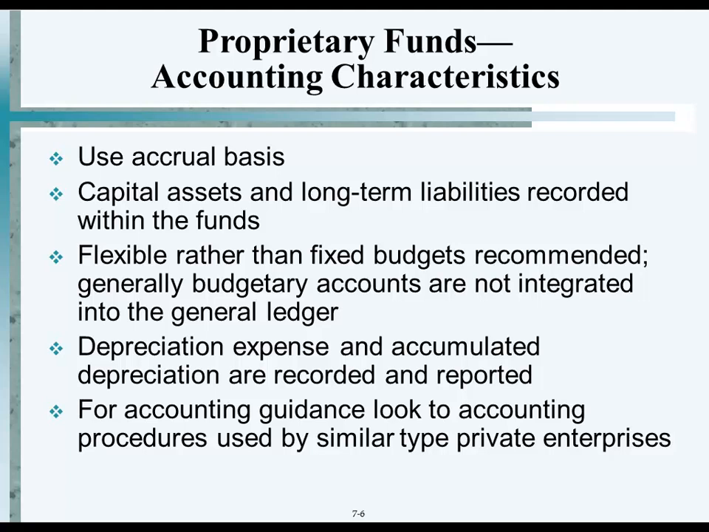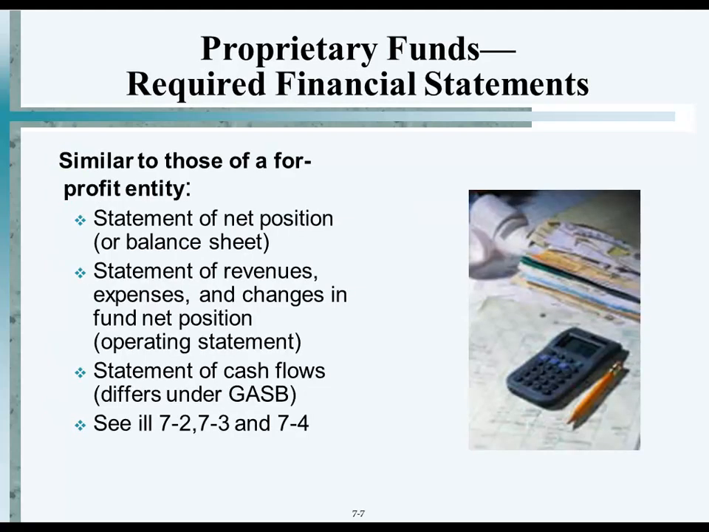Depreciation expense is recorded. Why? Because we want to measure the cost of the activity. Okay, and for accounting guidance, you'll see a lot of it, and we won't go into this too much, but a lot of FASB related stuff does show up in the governmental accounting area, obviously because of the business nature of the activity. There are 3 statements that are prepared for proprietary funds: a statement of net position or balance sheet, a statement of revenues, expenses, and changes in fund net position, and statement of cash flows.